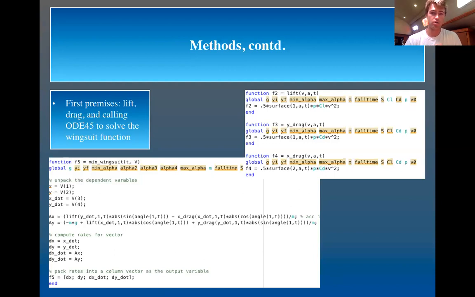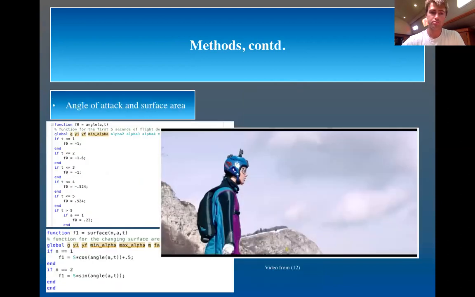Okay, so this is just those first premises. We coded in the forces in the X and Y dimension, and then you also see the force of gravity comes up here in the acceleration.